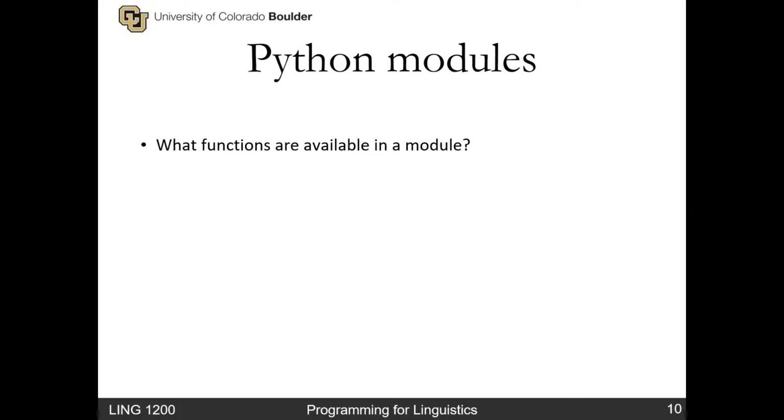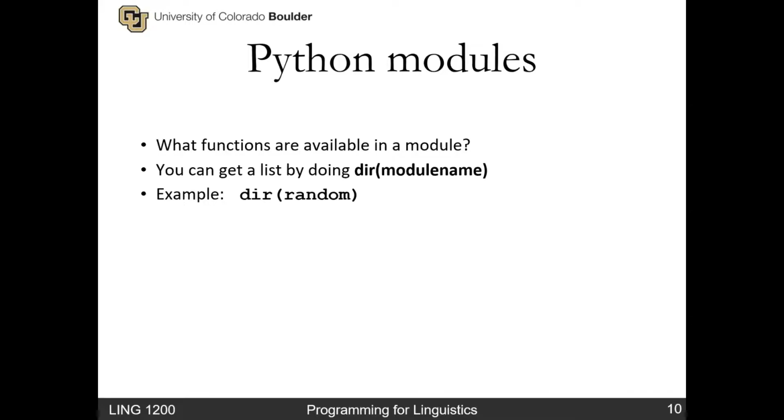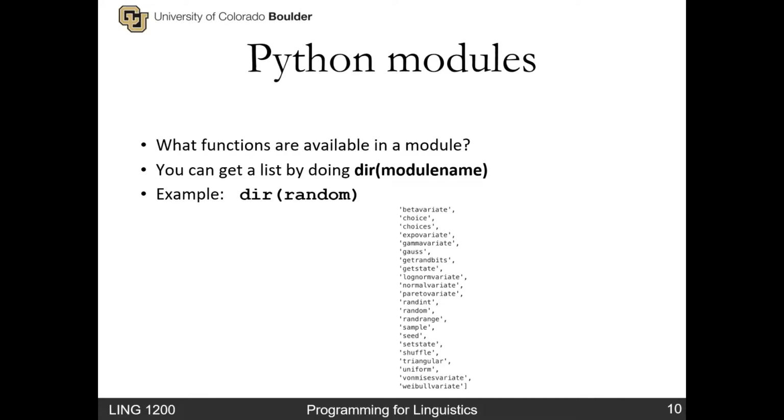All right, so that's great. We've got built-in modules. We've got modules that we import, and some of them we have to install. Once we get them, we have access to these functions. So how do we discover what functions are available in a module? We can get a list of the functions that are available by doing this call, dir and then the module name. For example, dir random. It will give you this list. It's a list of all the functions that are available in the random module.